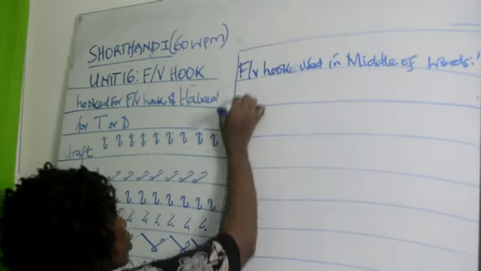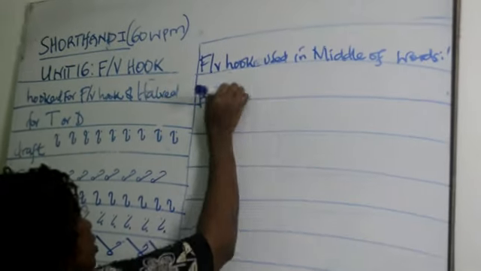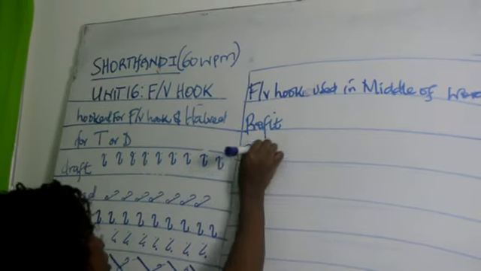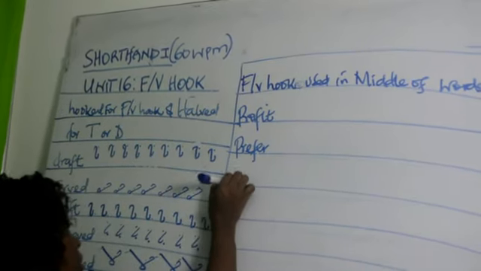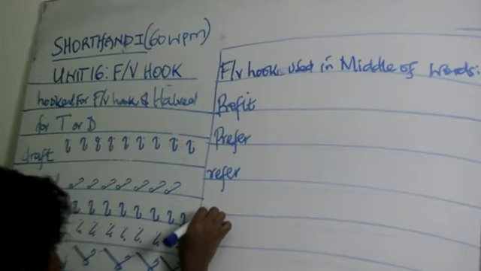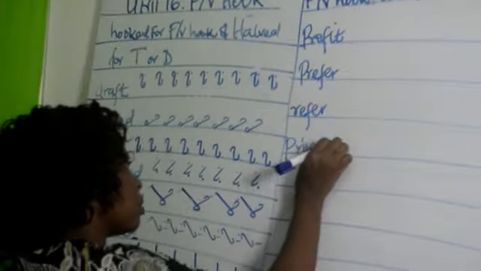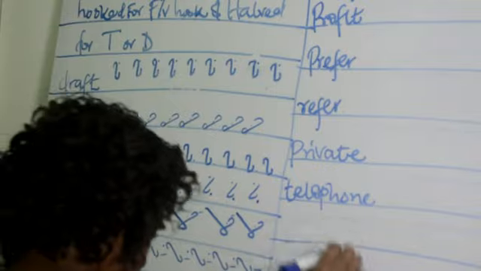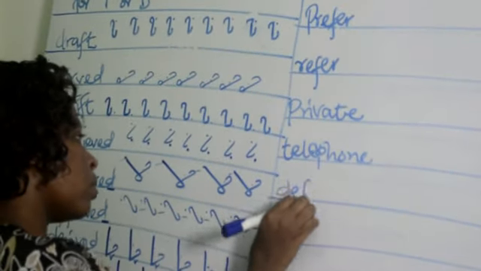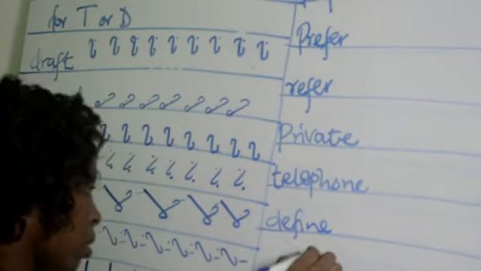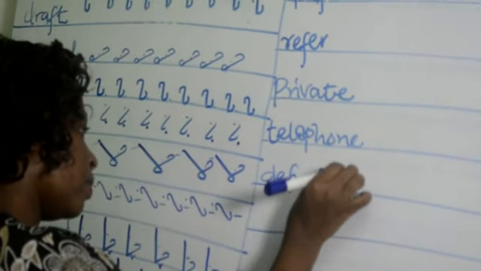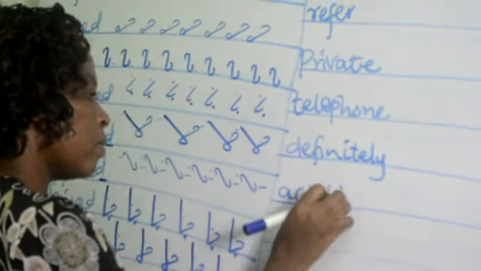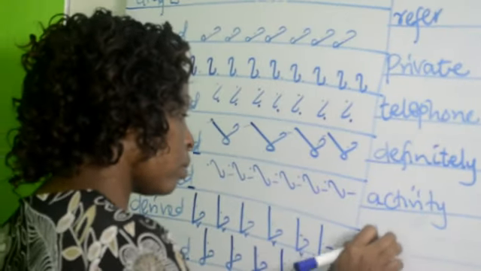And then we have these words here. Profit. We have the word profit. Refer. Private. Telephone. Definitely. Activity. Dividend.